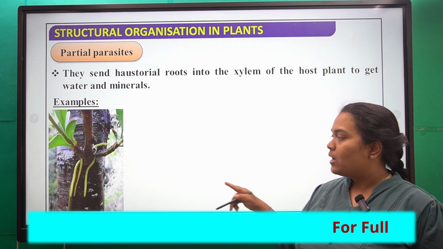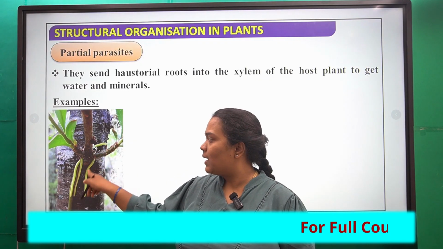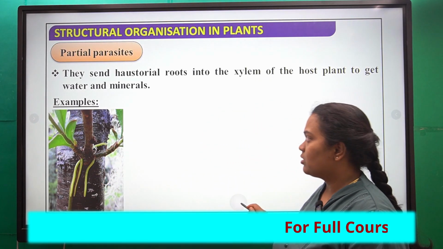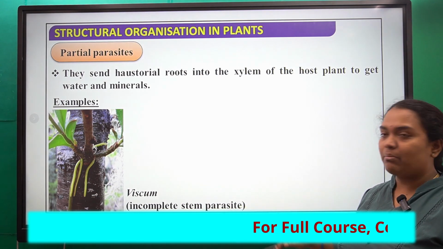Example is, you can see here this main branch. Again you can see the small plant growing on the main branch, which is Viscum, also called an incomplete stem parasite.